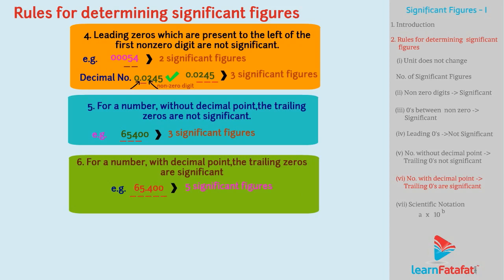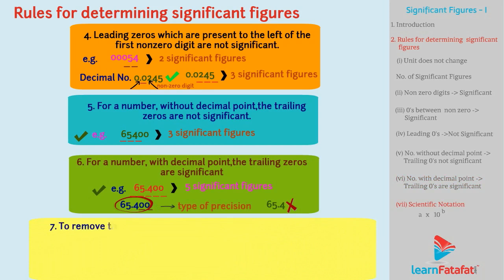Again, there may be confusion regarding trailing zeros due to rule number 5 and 6. In 65.400, the zeros convey some type of precision. That is why it is written as 65.400 and not as 65.4.